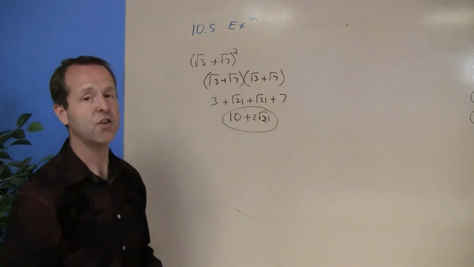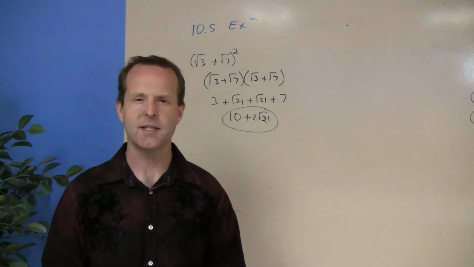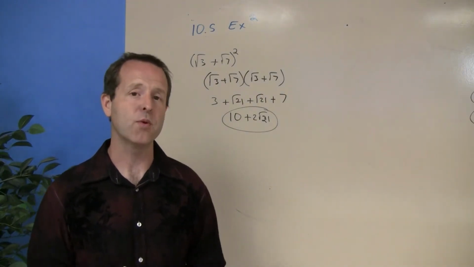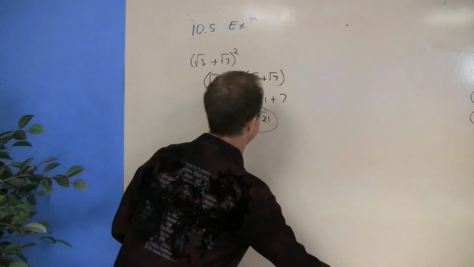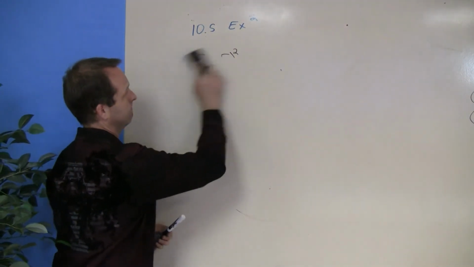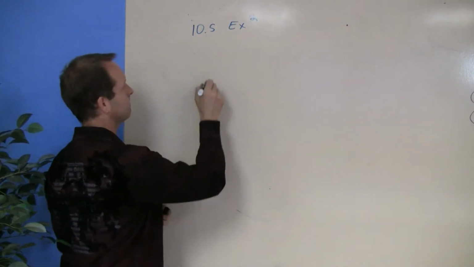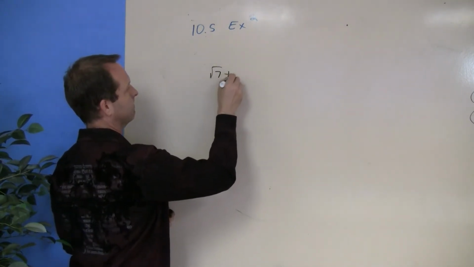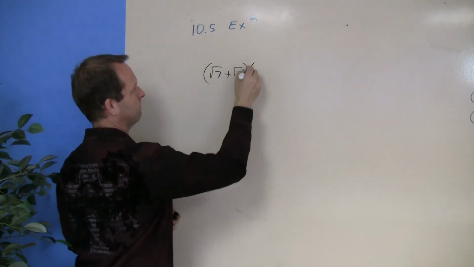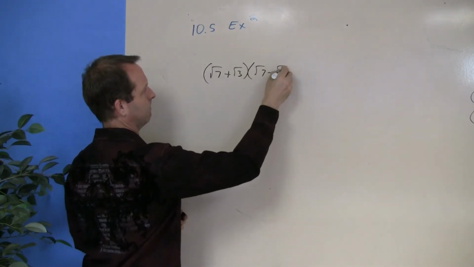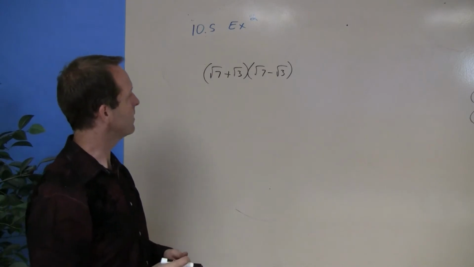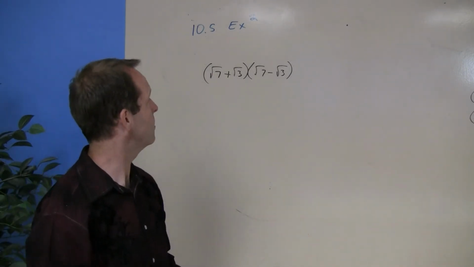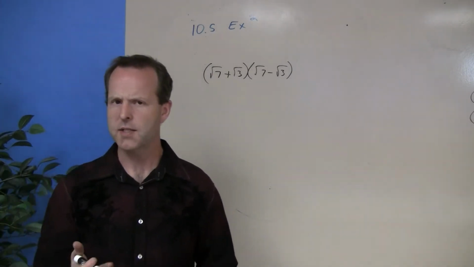And I hope that after you practice these several times, you start to see a similar pattern that you had when you factored binomials. Let's look at another one. Root 7 plus root 3 times negative, or root 7 minus root 3. Do you see anything in this one?